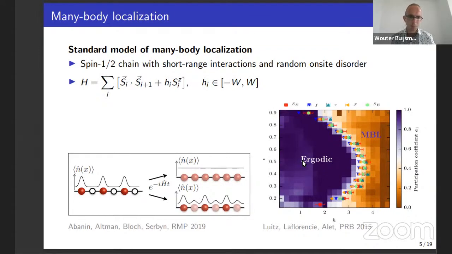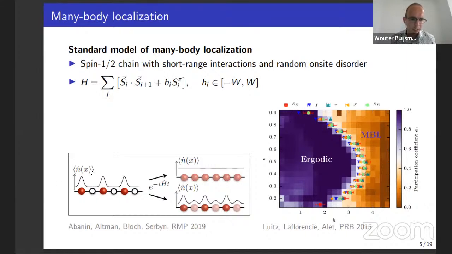And what was observed is that if the disorder strength is, let's say, not too high, below 3.6, 3.7, then the system is in an ergodic state, while above this disorder strength, the system is in a many-body localized state, which is a strongly non-ergodic phase.